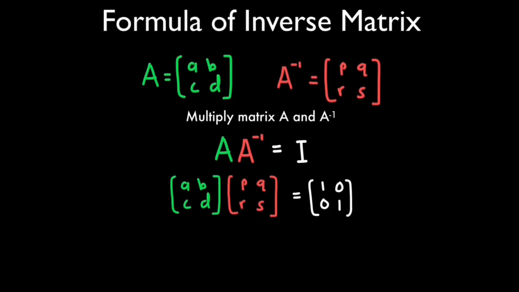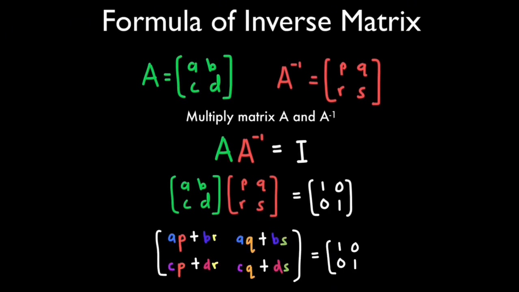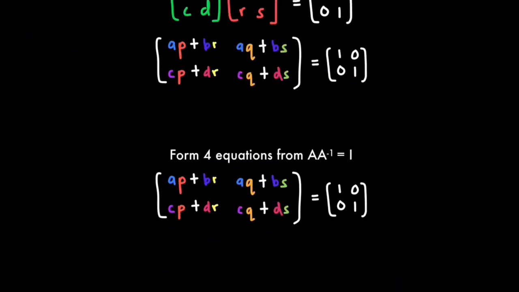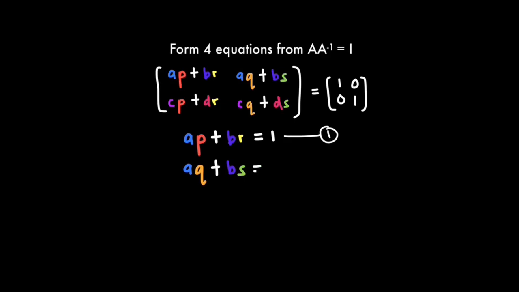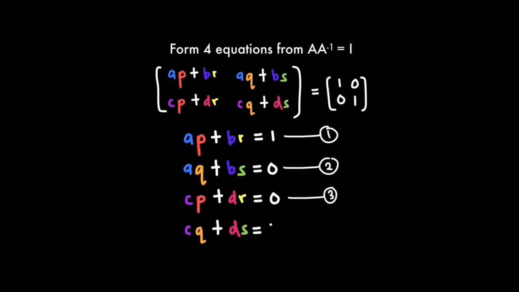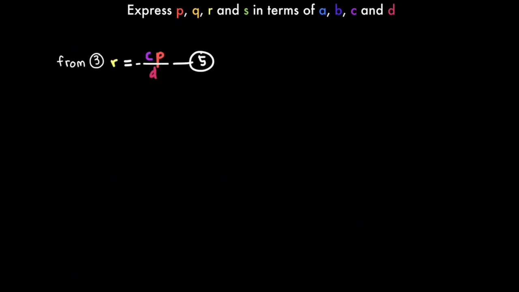After that, we can expand the two matrices using the matrix multiplication method and we will get this. From here, we can form four equations and we will label each of them from 1 to 4. Our next step is to express P, Q, R, S in terms of A, B, C, D using the four equations above. First, we can use the third equation to express R as the subject.